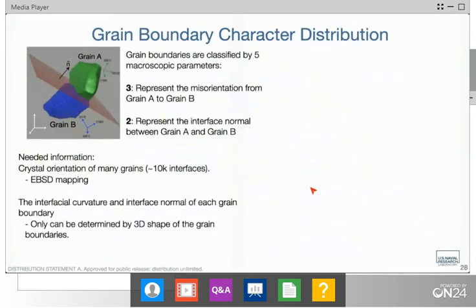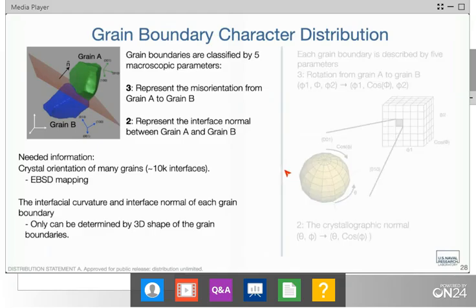If we're going to look at grain boundary character distribution, this is made up of a 5-parameter space. We have 3 parameters that describe the misorientation, and 2 that describe the interface orientation. You usually need a large number of grain boundaries. Luckily, we have them.